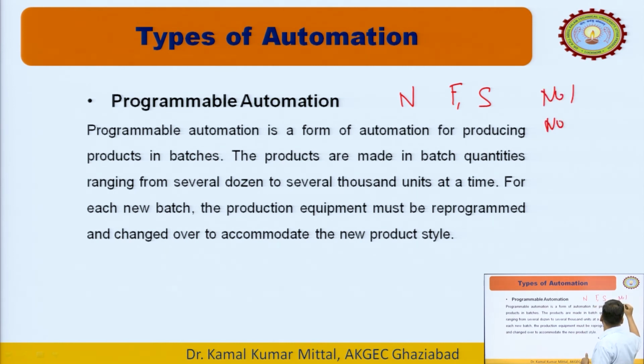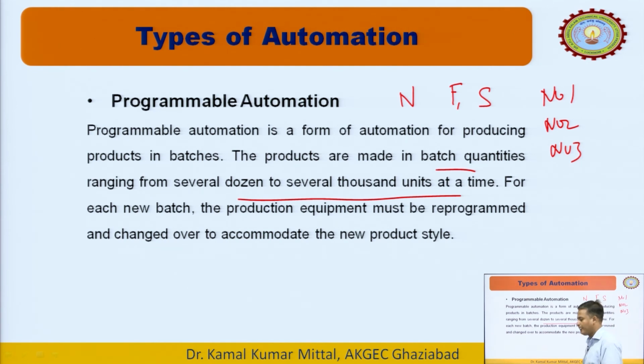N01, N02, N03, these represent the sequence of instructions. So all these are programmable and fed into the computer. As per the requirement, after completing one batch, this program will run, and one batch is completed. Then the second type of program is easily readable, and a new batch is completed. So the products are made in batch quantities ranging from several dozen to several thousand units at a time.